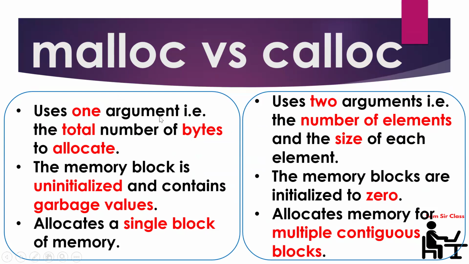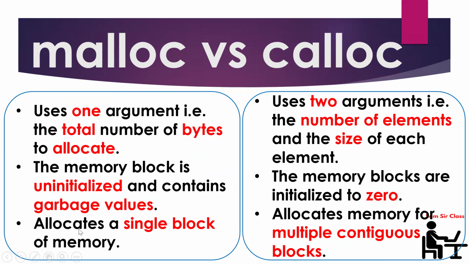But before that, let us see the points that we have discussed. Malloc actually uses one argument, that is the total number of bytes to allocate. But calloc, as per our discussion, uses two arguments. One, the total number of elements, and the second, size of each element you want to allocate. In malloc, the memory block is uninitialized and contains garbage value. But the memory allocated by calloc will be initialized to zero.